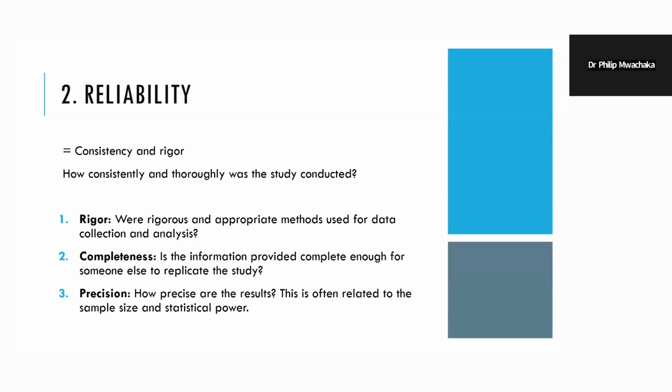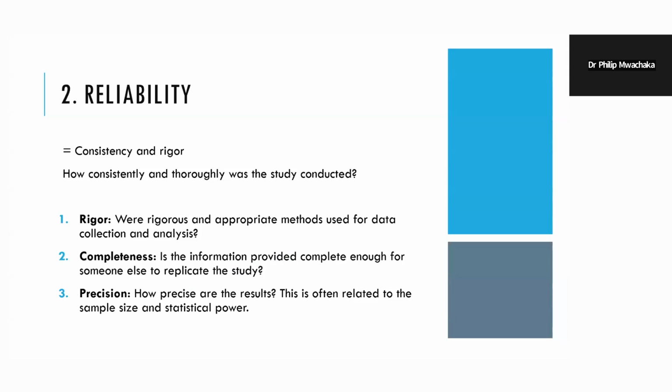So some of the things that are important when you're looking at the consistency and rigor of the study, basically the first thing is rigor. So were the methods rigorous enough? Did we use appropriate methods for data collection and analysis? Then we look at completeness. Is the information provided complete enough for someone else to replicate the study?